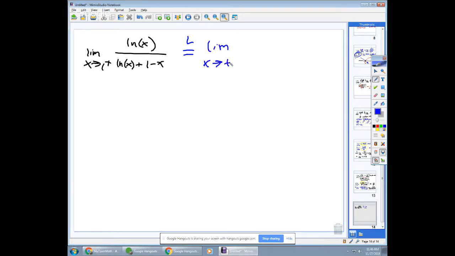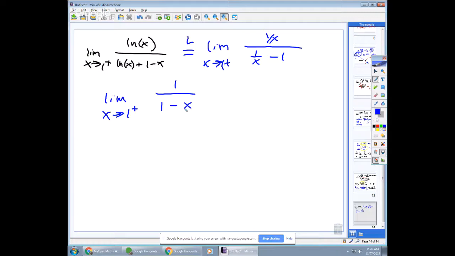Trust me, it's happening. So let's see, the derivative of the numerator is just 1 over x. The derivative of the denominator is 1 over x minus 1. Multiply top and bottom by x. So this becomes the limit as x goes to 1 from the right side of 1 over 1 minus x. You still get 0 on the bottom.